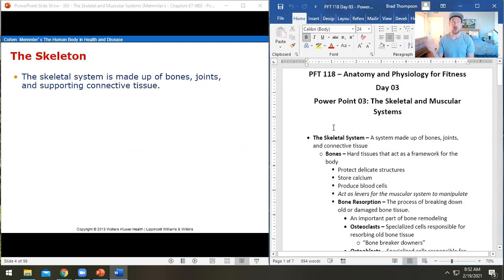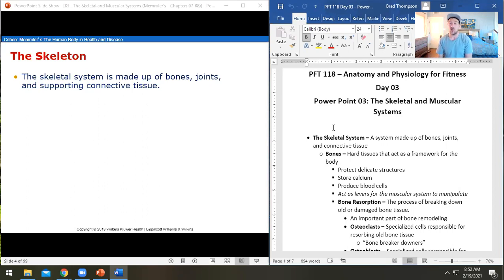Remember, on our first day of class, we talked about our levels of organization. We have chemicals that make up cells, cells make up tissues, tissues make up organs, and then organs come together to make up systems. So any group of tissues is going to be considered an organ, which means that technically every single one of your bones individually is its own organ.